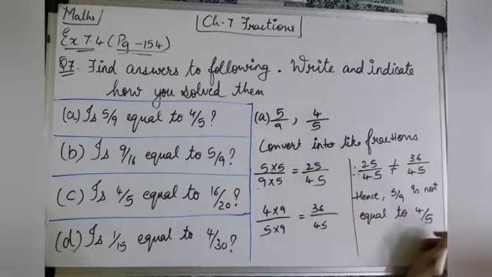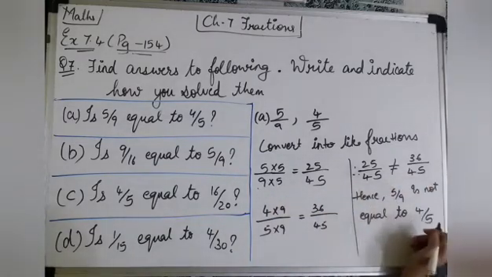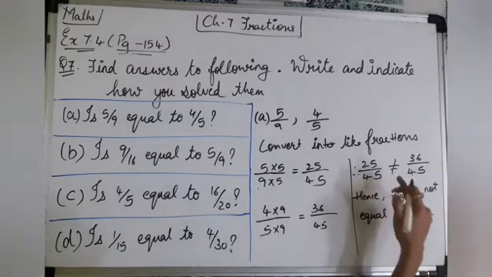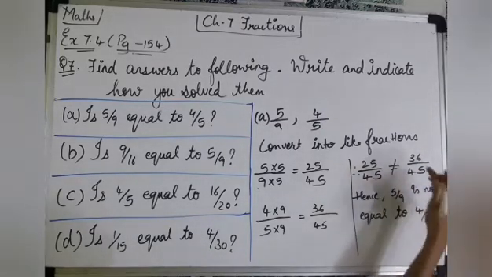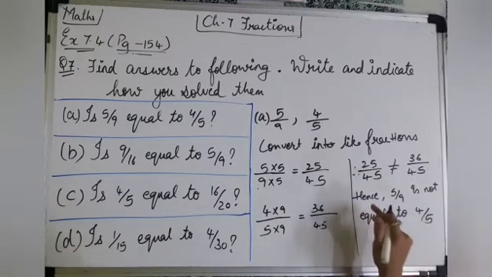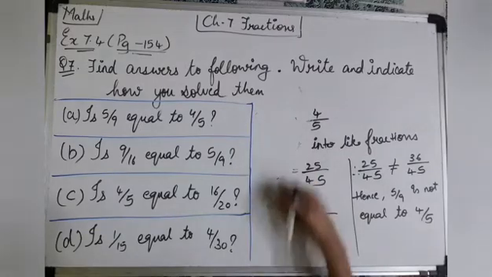First we converted into like fractions. For converting into like fractions, what have we done? We calculated the LCM, and with the help of the LCM we made the denominators the same. Then we got to know that 25 upon 45 and 36 upon 45 are not equal. Hence, that's why we have written the conclusion that 5 upon 9 is not equal to 4 upon 5. Okay. Now we will do the B.